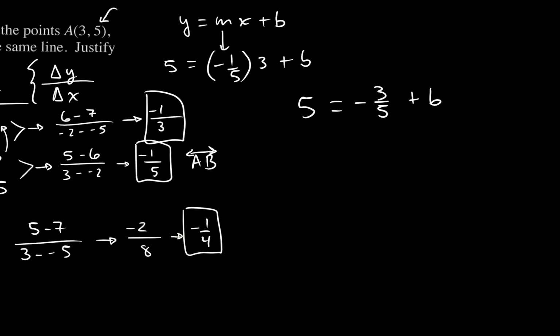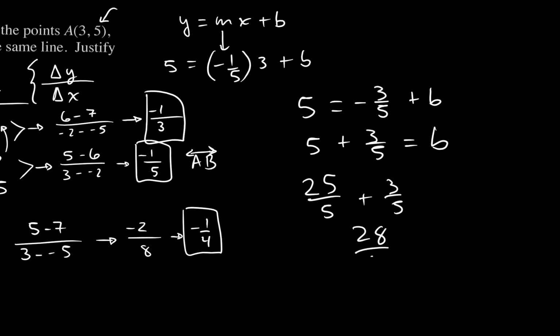So I'm going to add 3/5 to both sides. So 5 plus 3/5 is what b is. If I express 5 as fifths, that would be 25 fifths plus 3/5, which would be 28 fifths. That's b. So the equation of line AB is y equals negative 1/5 x plus 28 fifths.